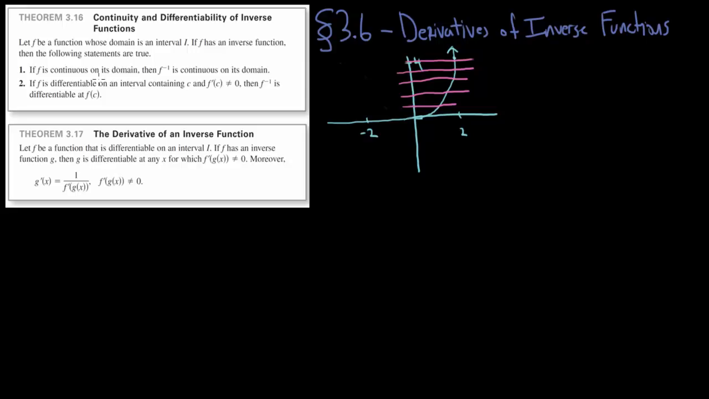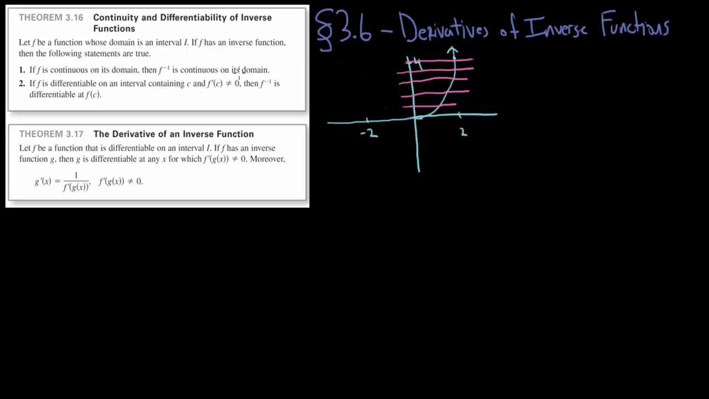Okay? And here's the way we're going to find the derivative of an inverse function. Theorem 3.17 says, let f be a function that is differentiable on an open interval I. That means the derivative exists on an interval, maybe all real numbers or maybe not. If f has an inverse function g, that is, if f is 1 to 1, then g is differentiable for any point for which f prime of g of x is not equal to 0.